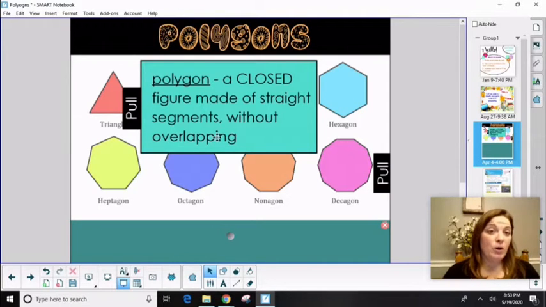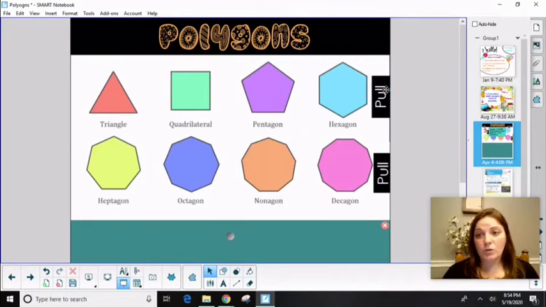So there's three parts to that definition. Number one, a polygon has to be closed. Number two, it's made up of straight segments. No bends, no curves. Number three, there's no overlapping. That's a polygon. Also, polygons are two-dimensional. So here are some polygons, and we're going back a few years to naming this guy as a triangle.